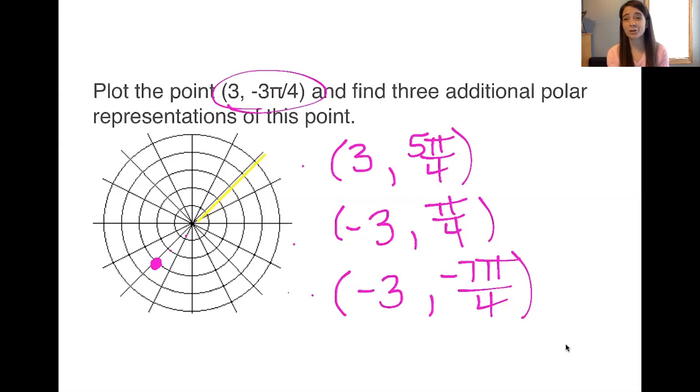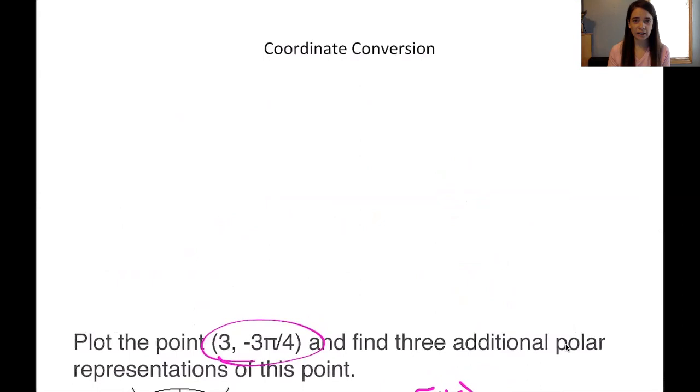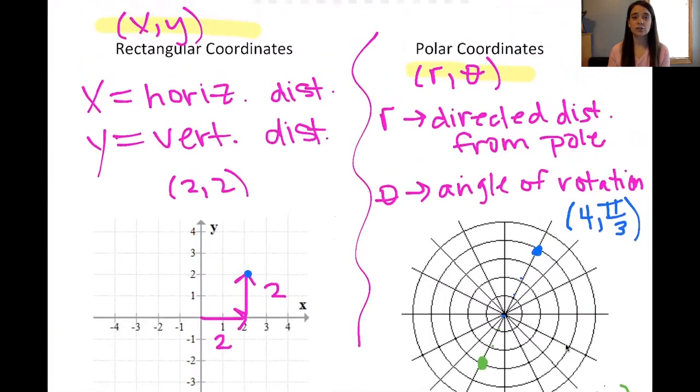Maybe you're thinking of the question, do we have to use radians? And the answer is yes, I really would like you to stay in radians. And I think at this point in honors pre-calculus, it's probably easier to stay in radians because we've used them so often.